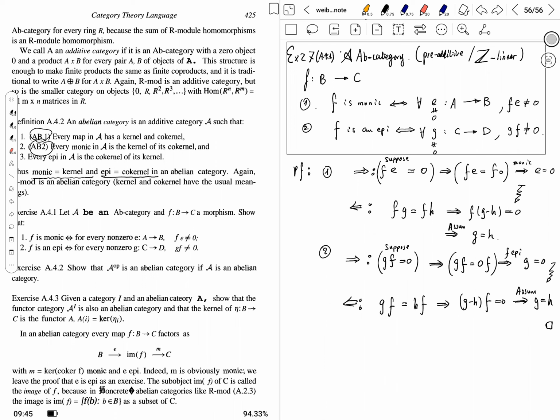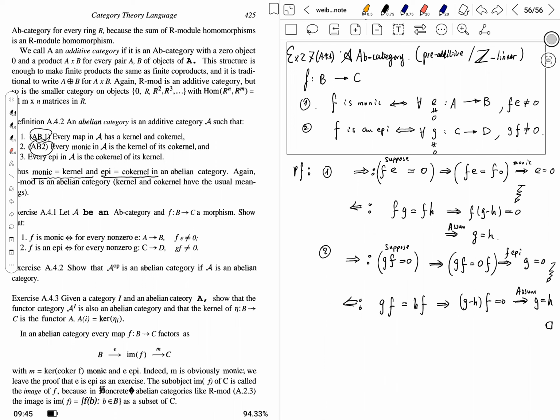Okay, so the exercise asks you to prove a morphism in an AB category is monic if and only if for every non-zero morphism the composition gives you non-zero. And epimorphism, for every non-zero homomorphism the composition gives you non-zero, of course composing on the different side. Okay, this is very direct. Just recall the definition. So let's first prove one: F is monic if and only if its composition with any non-zero morphism is non-zero.